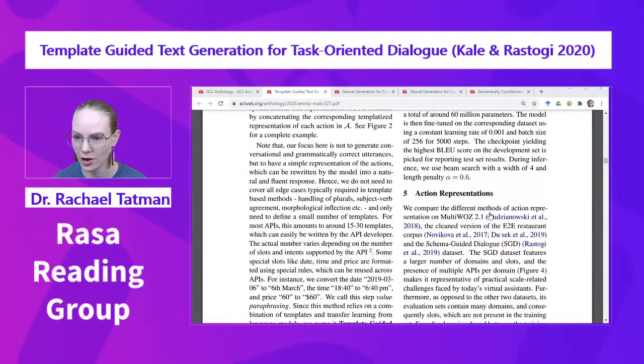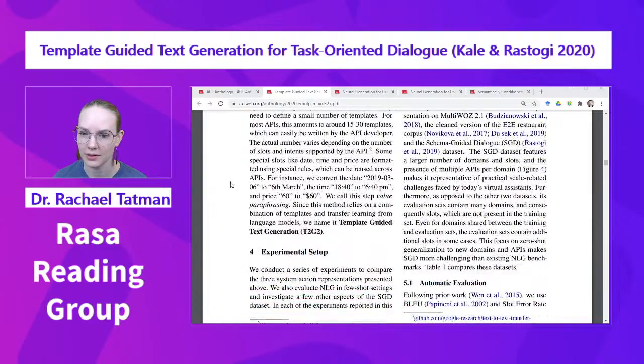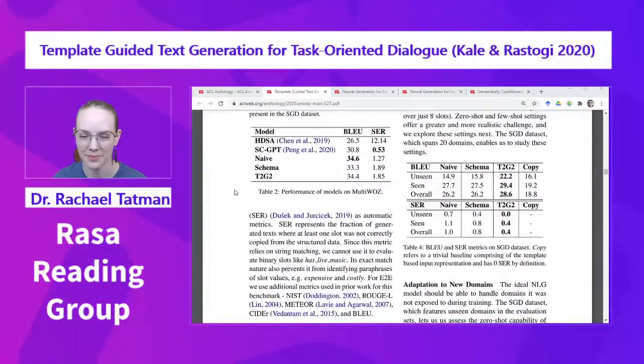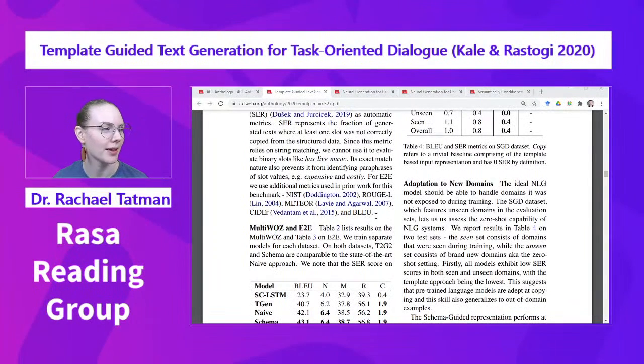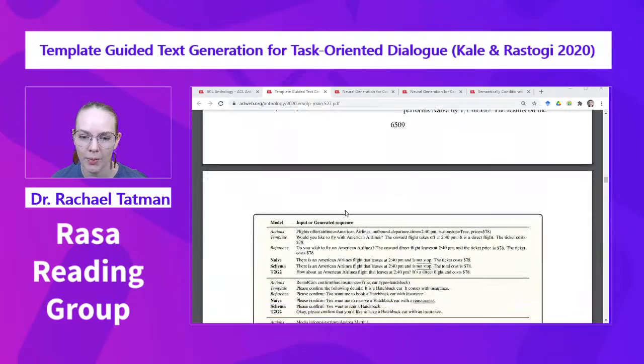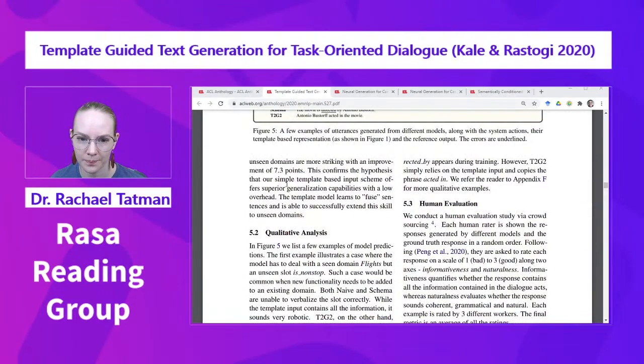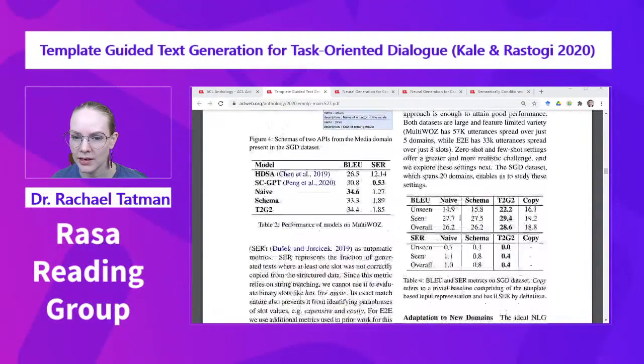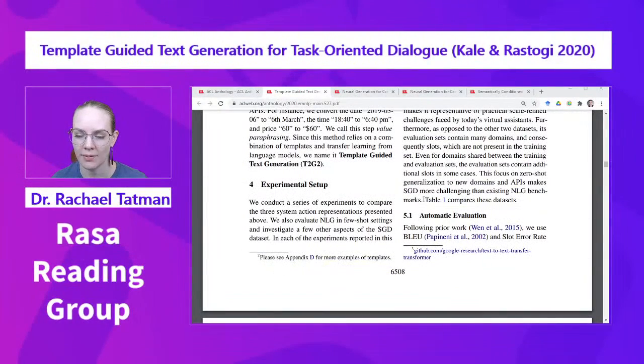Yeah. All right. So, going back down. Wow, I don't remember a lot of this paper. Mostly I remember the thing about the slot error rate that I was surprised by. Let's start with the automatic evaluation, I think, because that's where we really got deep in the rabbit hole last time.